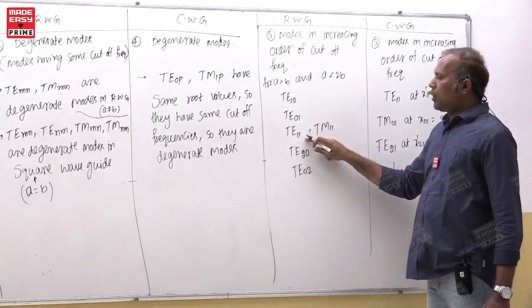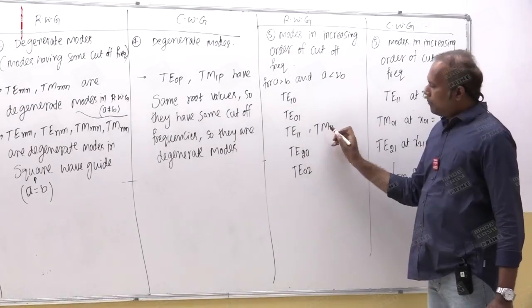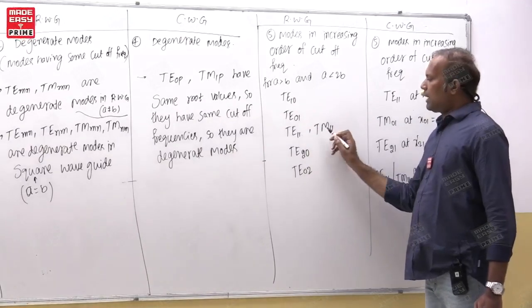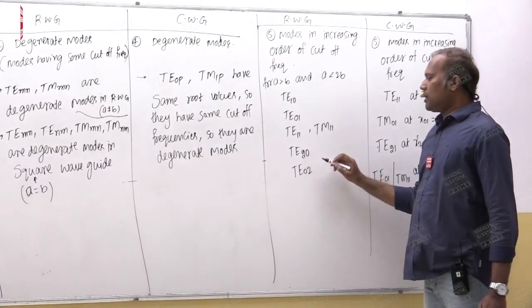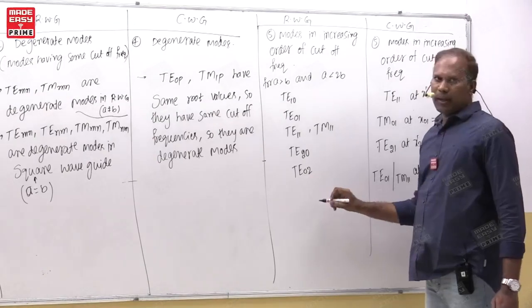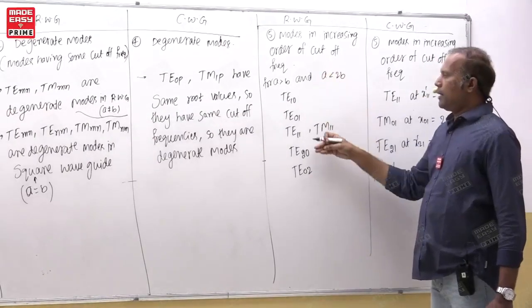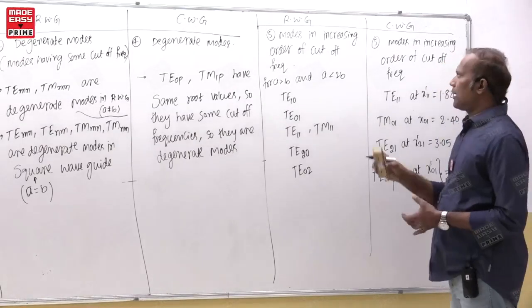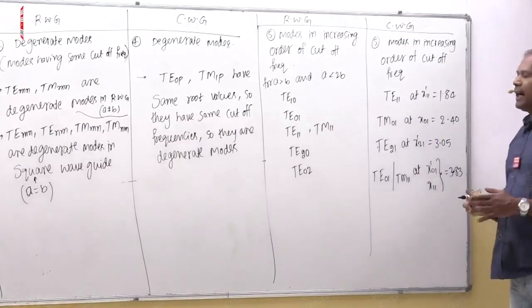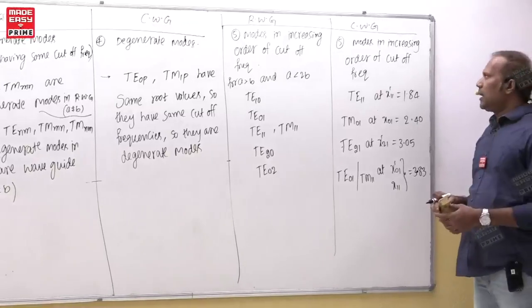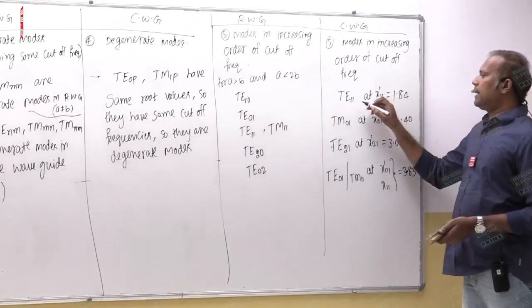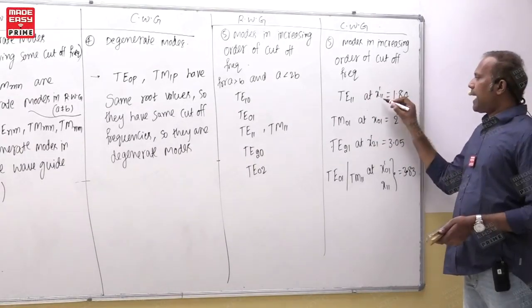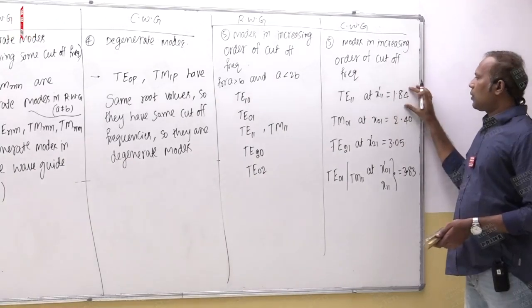Then TE11 mode, they are degenerate modes, TE11 and TM11. Then TE20, then TE02, because this is the order in increasing cutoff frequency for rectangular waveguide. In circular waveguide, you see both the tables. If you see both tables, then TE11 has the least value for the root.